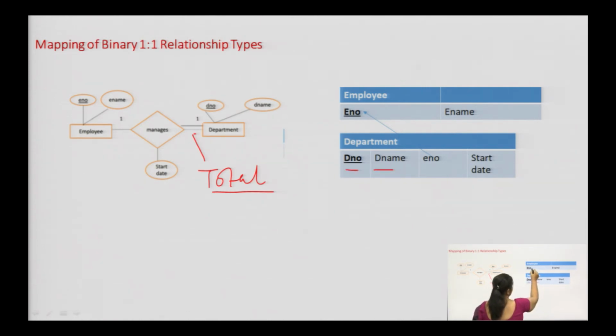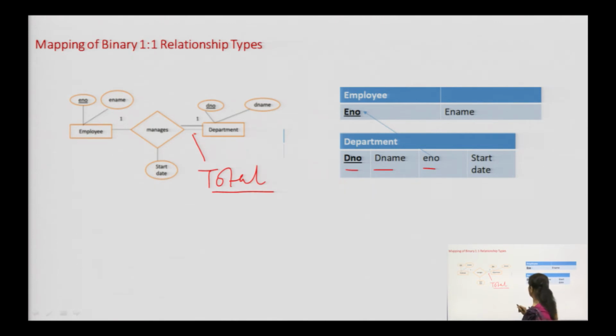Then we have included the primary key of the entity type with the partial participation as the foreign key. This shows it is a foreign key, and in case the relationship type has an attribute, then the attribute of the relationship type will be included in the entity type which has the total participation. So, this is how we will take up this approach.